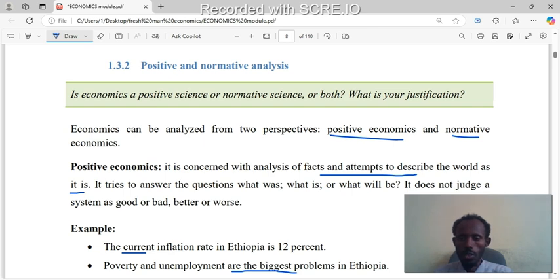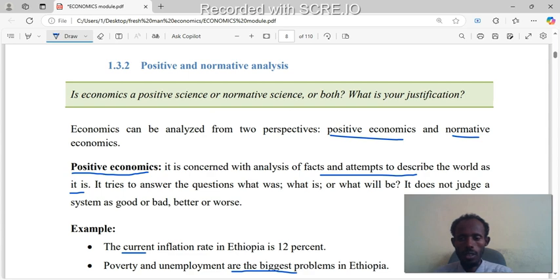Positive economics is concerned with analyzing fact and attempts to describe the world as it is. This is what positive economics means. In positive economics, we only analyze fact, depending on the gathered data. We analyze fact and attempt to describe the world as it is, or the gathered data as it is.